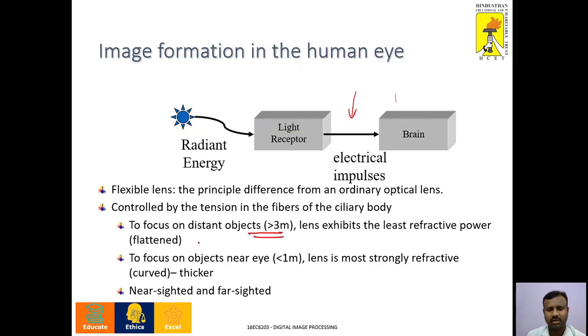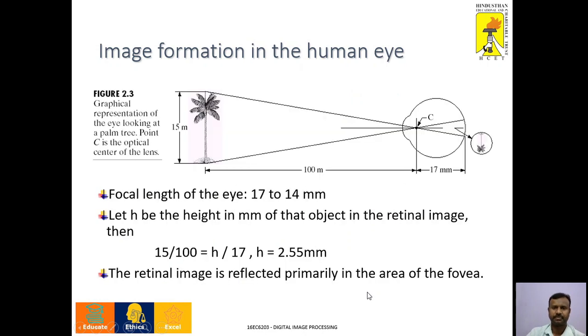To focus a distant object, the lens must be flattened, and the focal length must be higher. To focus a nearer object, the focal length will be less. So the size or the shape of the lens must be changed. For that, the ciliary bodies change the focal length of the lens by controlling the thickness and the shape of our human lens. This is where nearsighted and farsighted perceptions come from. So this is how an image is formed inside our eye.